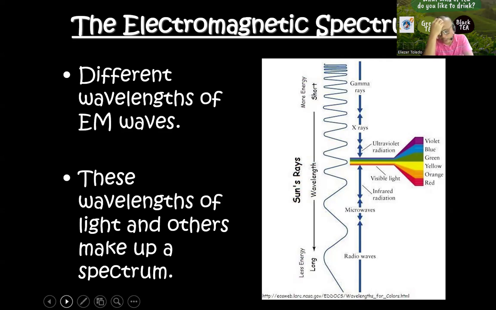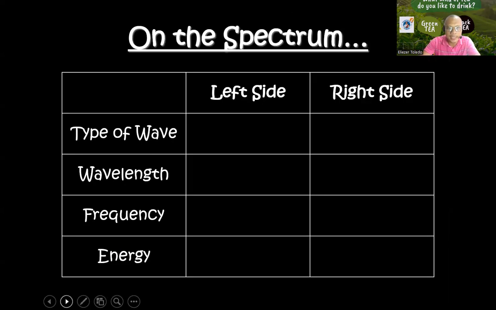So I need you to do it in class. Once again, it's nice if you use a series light that has different colors, so you would see the range of colors in there. Different wavelengths of EM waves make up the spectrum, but we're just going to focus on visible light, or what we call white light.